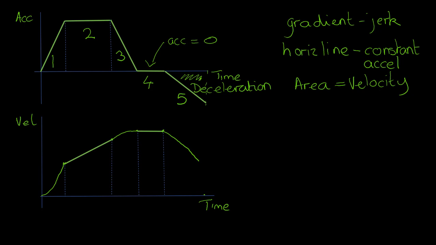So just to help you out, I've tried to draw a velocity time graph that corresponds with that acceleration time graph. So what we can see with the velocity time graph is that in the first section, where the acceleration is increasing, this means that the velocity is also increasing, but we can see on a velocity time graph it's the gradient that's the same as the acceleration. So the acceleration is increasing as it goes along.